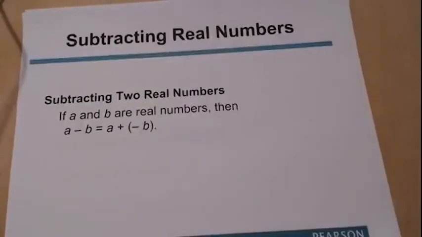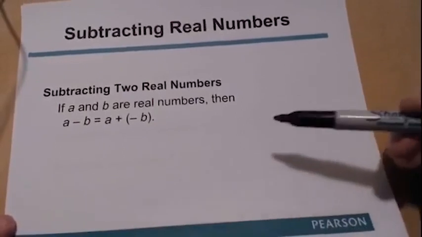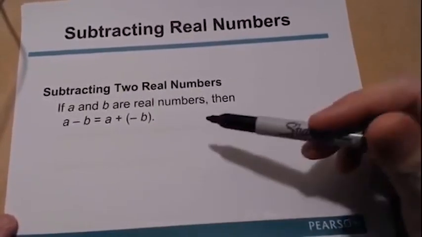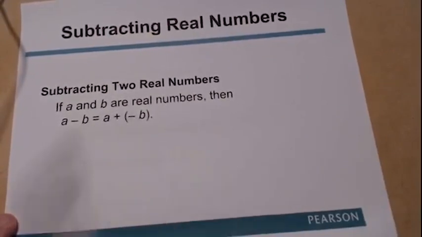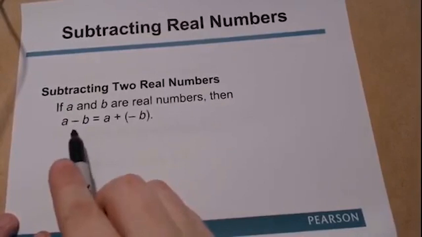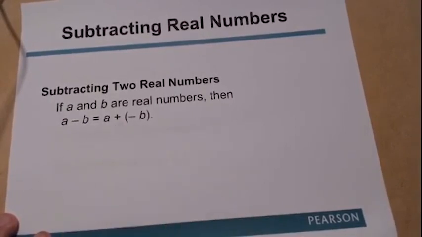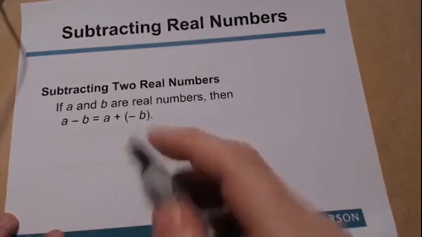And subtracting real numbers, we can just take the basic rule that subtracting two numbers, a minus b, would be a plus the opposite of b. So subtraction is just adding the opposite. And we're starting with 1a through h, where we're just given a bunch of numbers to subtract.